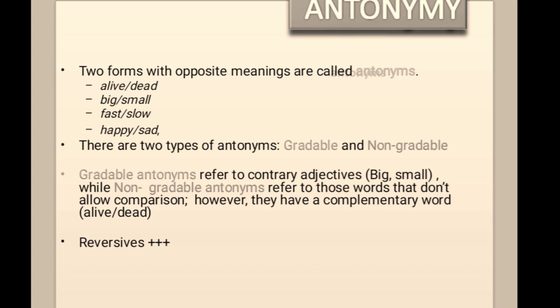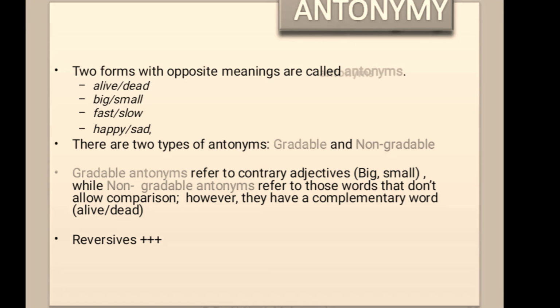Yes. So these are the points which you need to remember: gradable antonyms can be scaled, and comparative constructions can be made. As we see when we talk about non-gradable, it refers to those words that don't allow comparison. However, they have complementary words. Complementary word: if somebody is alive, then automatically we understand that that person is not dead. This is what we call a complementary word.